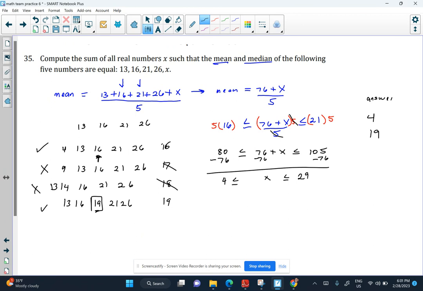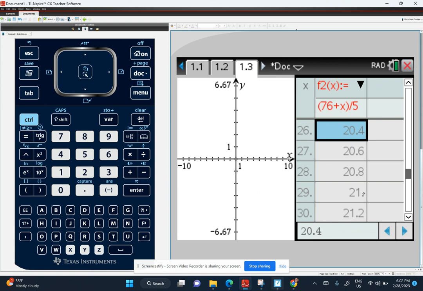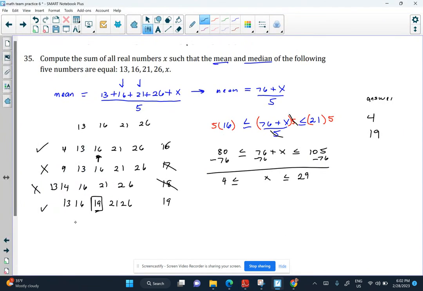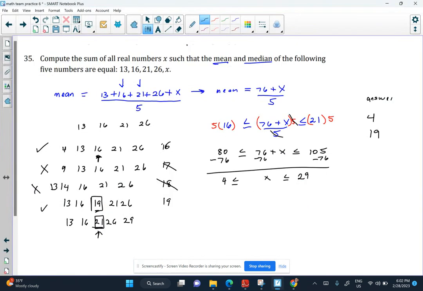And then I believe we have one more to go through, right? We scroll down: 29 and 21. So let's do 29. Well, 29 is the highest value. So I'm just going 13, 16, 21, 26, and 29. The median is 21, right? And when I look, guess what? The mean was also 21. So that worked. So that was also a solution. And they ask you to compute the sum of them.